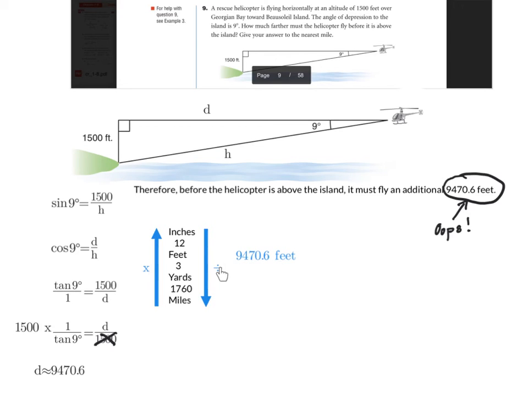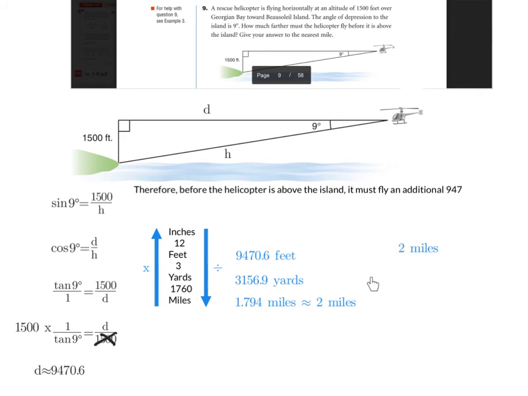So we got 9,470.6 divided by 3, so now we have 3,156.9 yards, and we're going to divide that by 1,760 to get 1.794 miles. But if we want to round it to the nearest mile, it's 2 miles to the nearest mile. So we'll just replace the 9,470.6 feet with 2 miles, and we have our answer. Therefore, before the helicopter is above the island, it must fly an additional 2 miles.